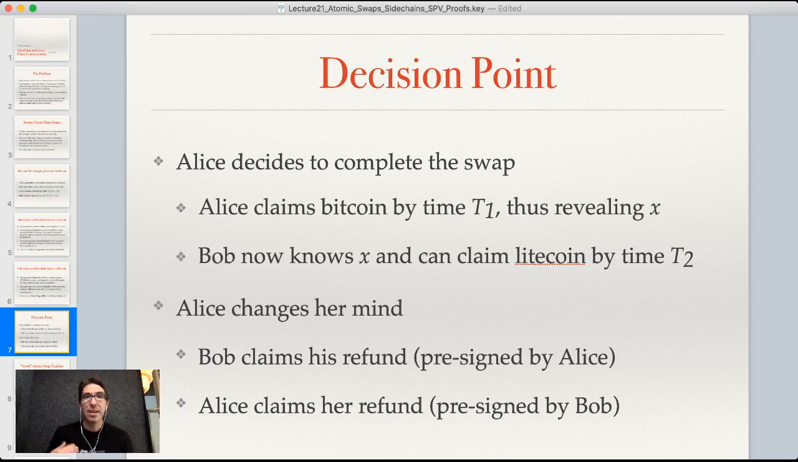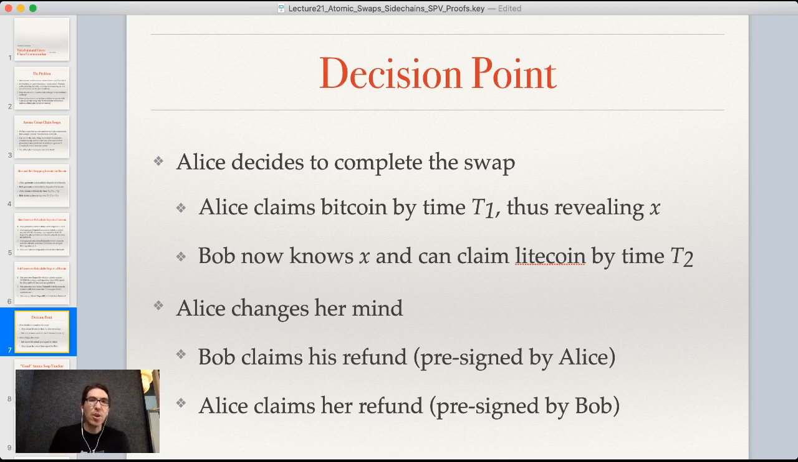So Alice claims the Bitcoin by time t1. Remember, there are time limits to all this. And by claiming this, she's going to reveal X. Okay? If she issues that transaction, X is revealed because it's put on the blockchain. And now that X has been revealed, since Bob has a transaction that requires knowing X, he can claim Litecoin by any time t sub 2.